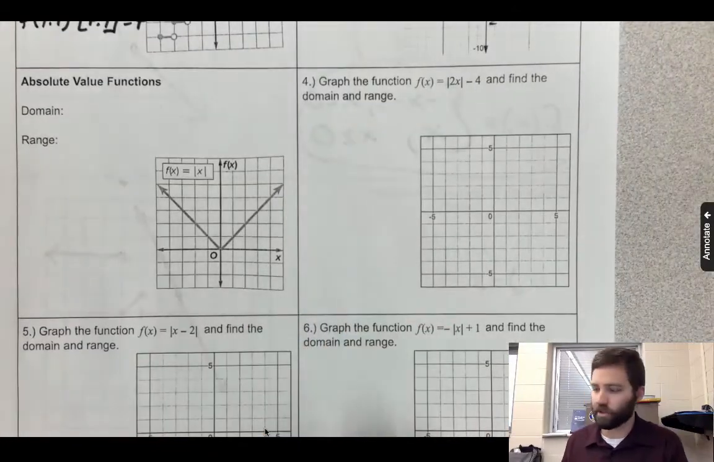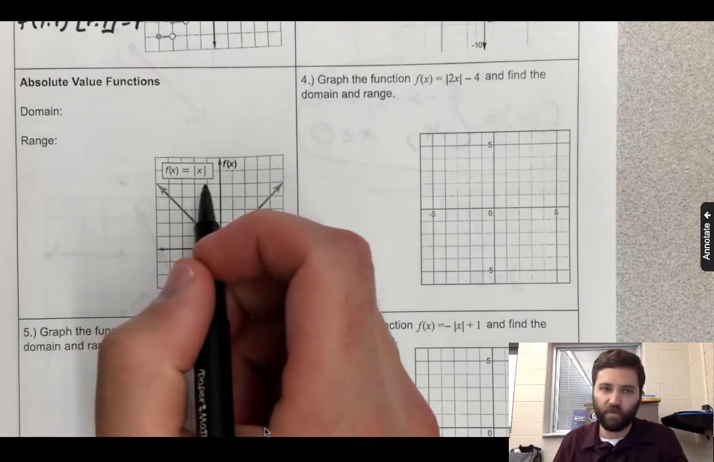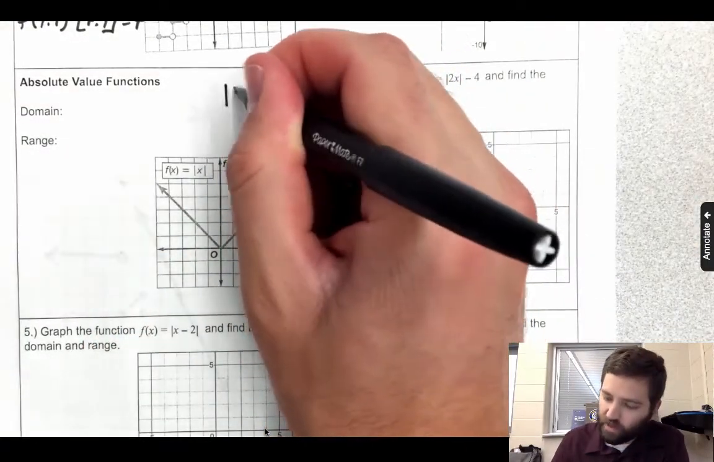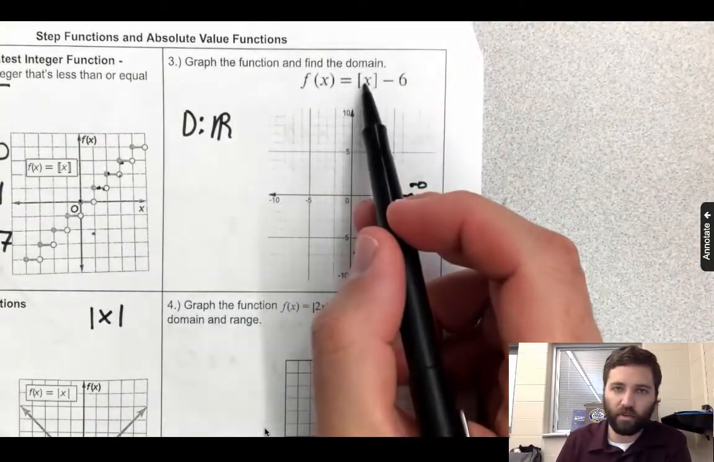Okay, let's talk about a different type of function now. Let's talk about absolute value functions. Here is f of x equals the absolute value of x. Be careful here. Absolute value is straight lines, right? So this is the absolute value. The greatest integer function uses these braces here.